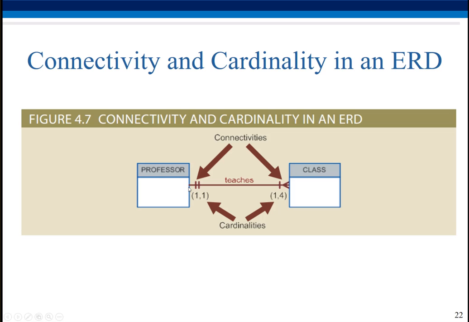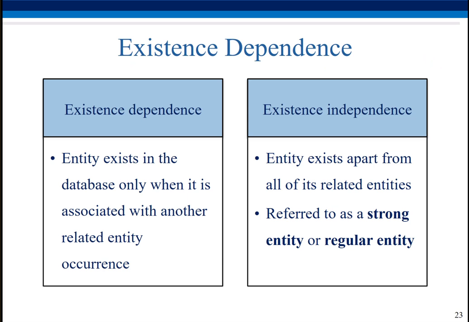If you put the 0 to 1, that means you can have a class without a professor and let it run. And however, each professor now can teach a minimum of 1 class and a maximum of 4. However, this again could be modified to 0 to 4, because maybe a professor is on research for a semester and he's not teaching any. So that would be 0 to 4. Again, you have to take that into consideration when you're creating the database, whether or not you're going to do that.